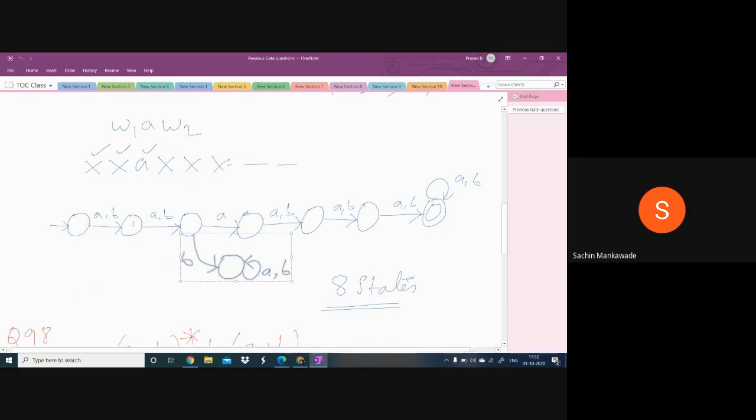So this is first state, second state. In the third state, if the third symbol is A, we go towards final. If the third symbol is B, dead state. So including dead, how many states? 8 states. 8 is the answer. Easy question. I don't understand why you are unable to solve this question.